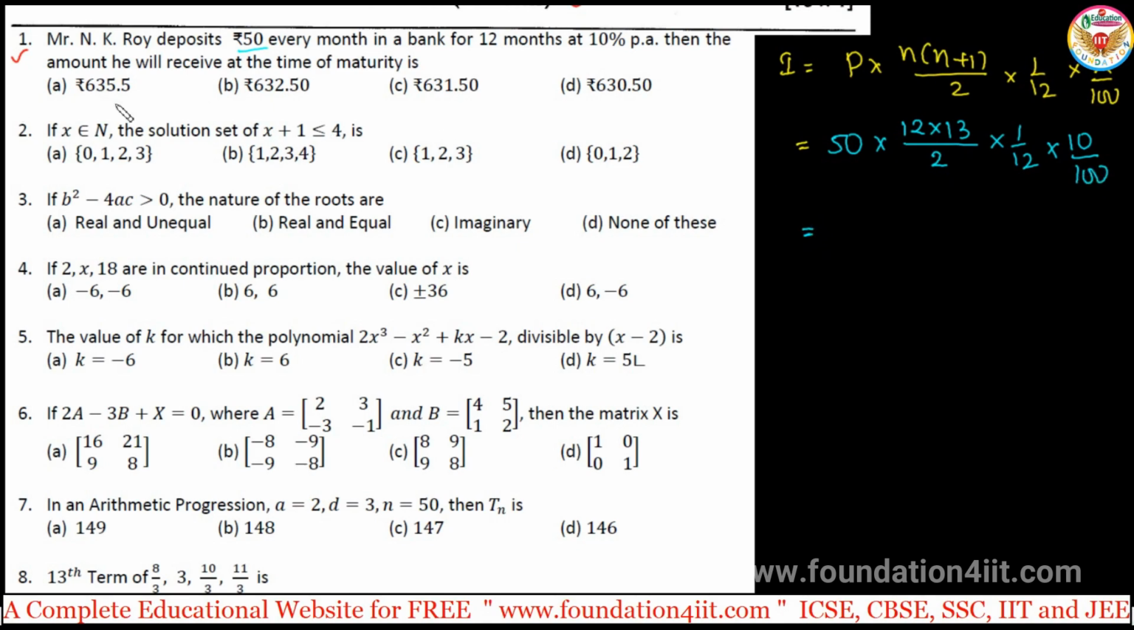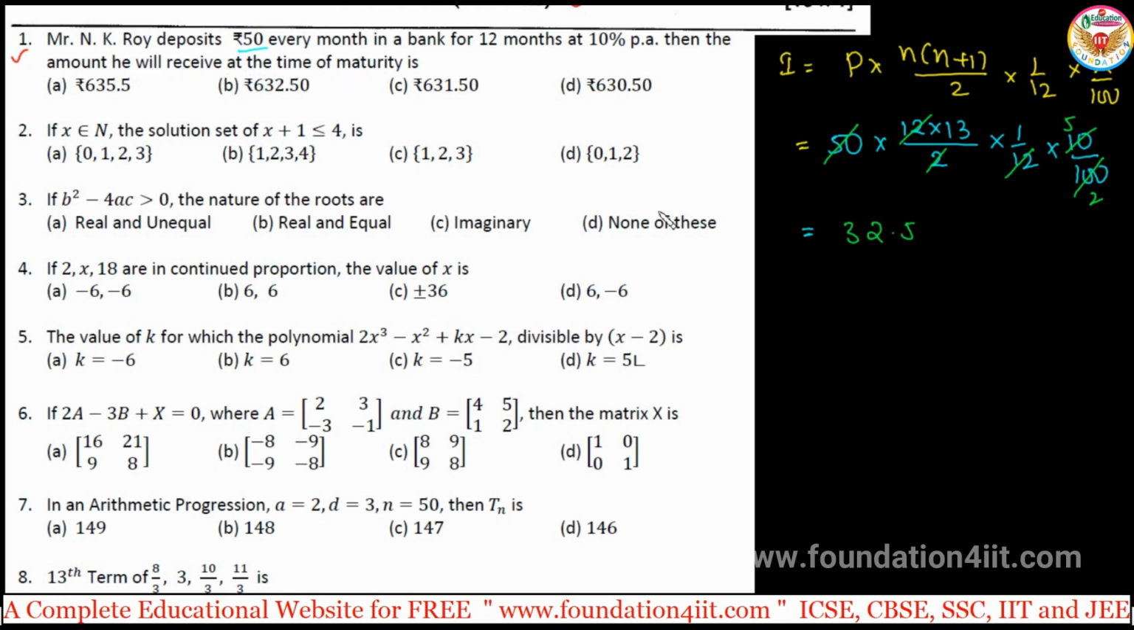From this, you can go for calculations. 51 is 52. Okay, 12 gets cancelled. Again, 2 ones are 2, 5. 13 into 5 divided by 2. 65 by 2 is 32.5. That is the interest. Now, we need to find out the amount he will receive at the time of maturity.